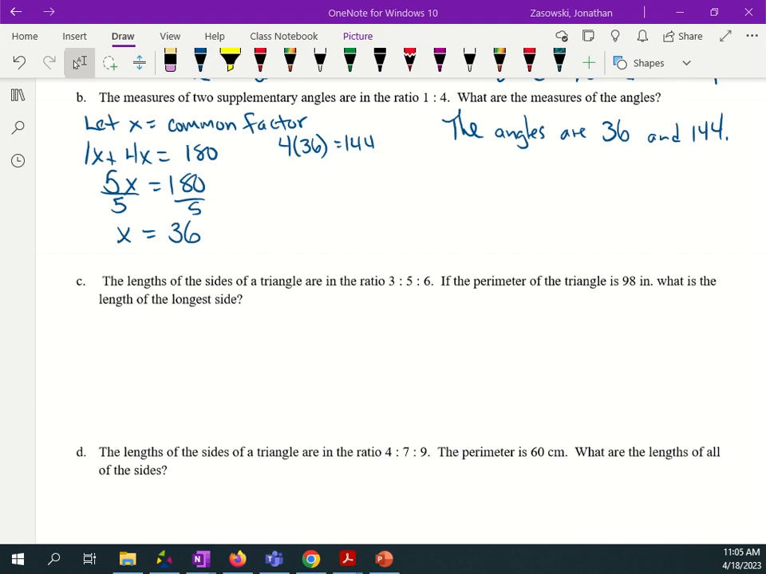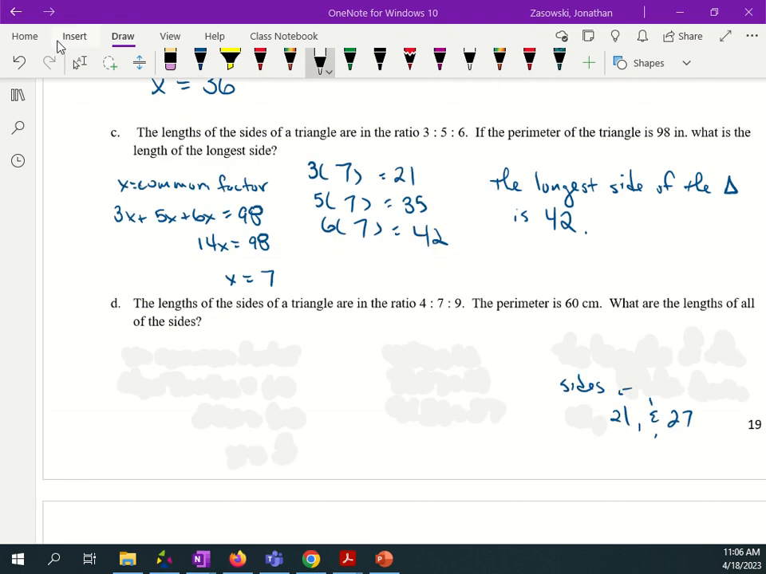So for question B here, x is our common factor. We made our equation, attaching an x on each of these numbers. Because we're doing angles that are supplementary, they add to 180, so we add them together. 36 is what x should equal. And then when you plug back in, it says both angles, so since x is 36, that's one of them. 4 times that gives you 144, and that's the other one. All right, take another minute to try B if you haven't finished that already.